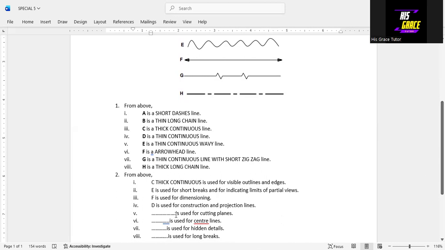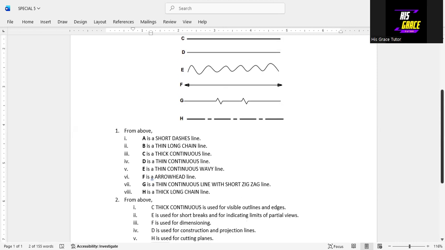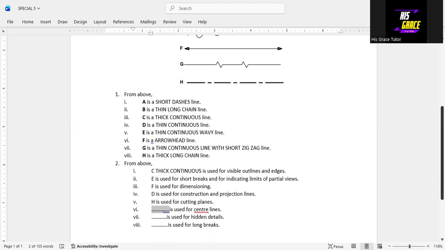Then Roman figure 5 says that the dash is used for cutting plane. So we use H, the thick long chain line, for cutting plane. Then Roman figure 6 says that the dash is used for center line. So we use B, the thin long chain line, for center lines.